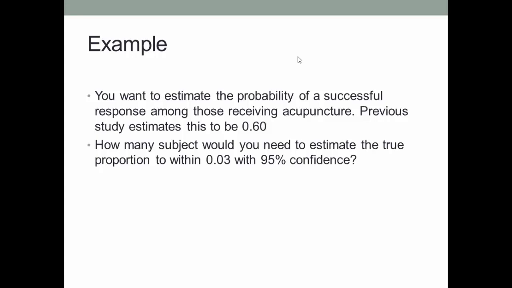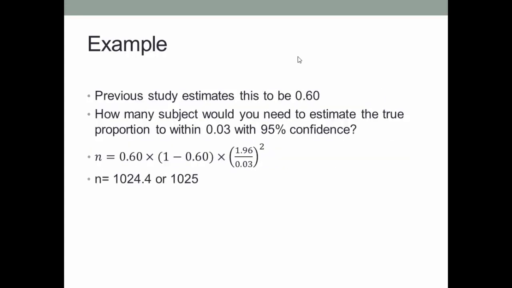Remember that when we looked at this previously with 50 people, the confidence interval was much wider than plus or minus 0.03. So how many people are you going to need? Well, you simply say it's going to be the estimate that you've been given, 0.6, times 1 minus 0.6, times 1.96, and it's 1.96 because we're talking about a 95% confidence interval, divided by the margin of error, which is 0.03, all squared. Then you apply that formula and you get 1024 or 1025, it's 1025 people.